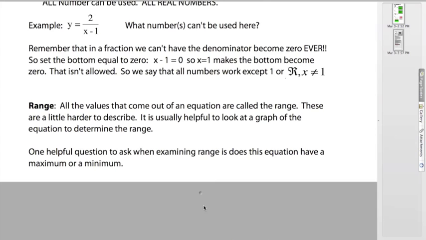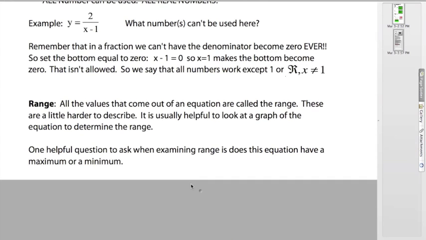So always look at your equation or your graph if you can, or ask the questions, does it have a minimum or maximum? Okay, if it has a minimum, then I'm going to have a greater than or equal to or greater than scenario. If it's a maximum, it's going to be a less than.